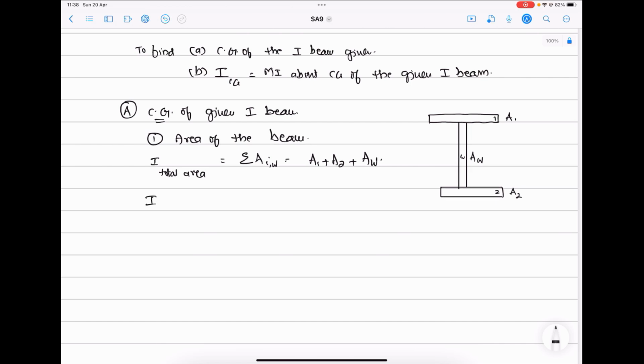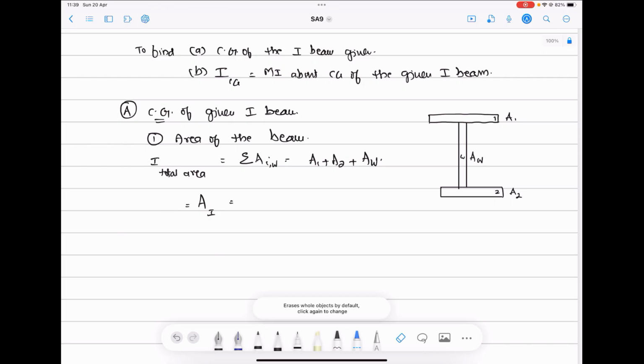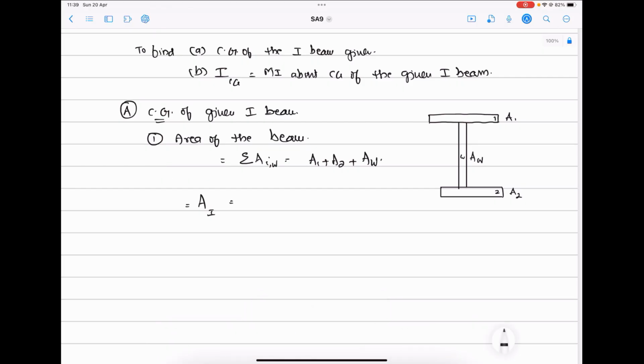Let us not confuse it with I while writing the area of the I-beam. Area of I-beam is equal to total area is equal to A1 plus A2 plus AW.